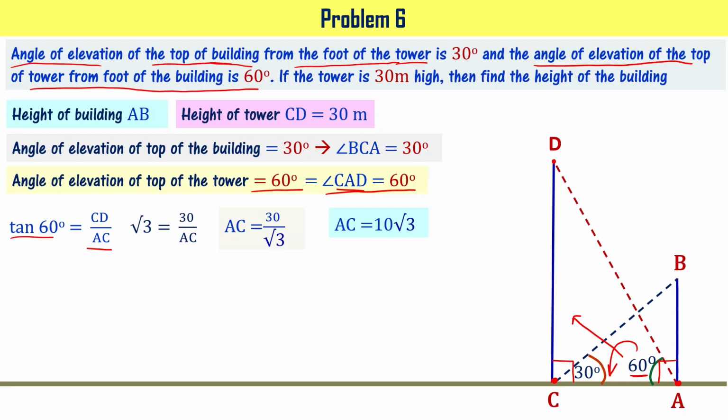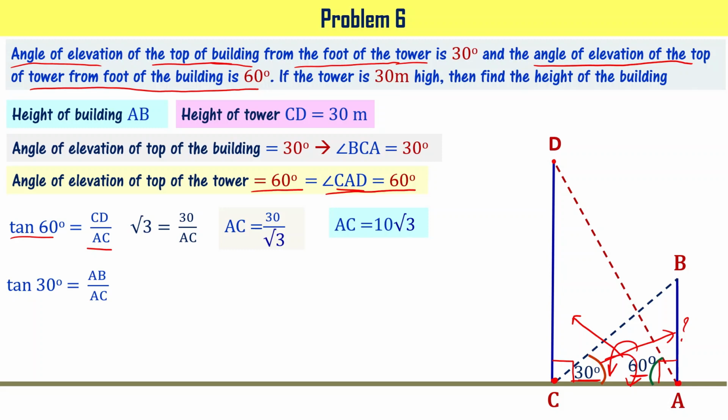We are asked to find the value of AB, not AC, right? Now to get the value of AB, what we would be doing is we'll be considering triangle ABC. For that, the acute angle, angle C is known, that is 30 degrees, right? For which the opposite side is AB and the adjacent side is AC, right? Now tan 30 degrees equal to opposite side by adjacent side, that is AB by AC.